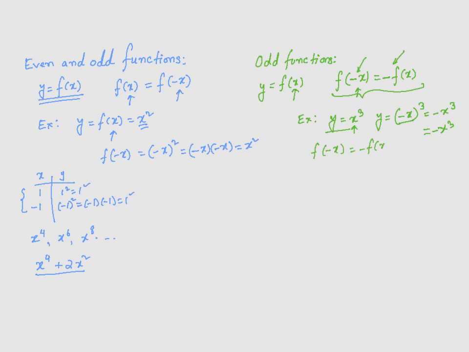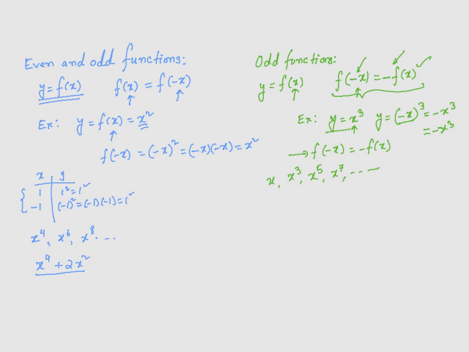And one class of easy functions that you could think of that are odd is x cubed, also x, x to the power 5, x to the power 7, and so on and so forth. You can see these functions are odd functions. Why are they odd functions? Because f of negative x is negative f of x.